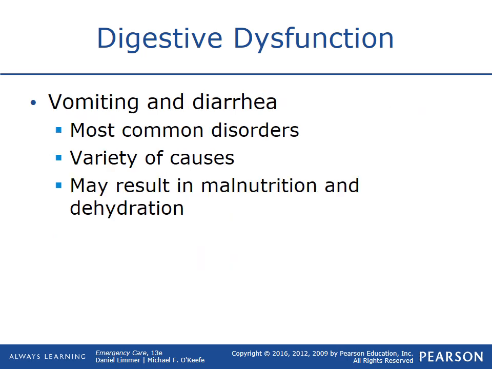Vomiting and diarrhea are common disorders, and there can be a lot of causes for them. It can be malnutrition, or dehydration, or even maybe a virus or a bacteria causing problems in your digestive system. Either way, it affects the regulation of your body water and even the nutrition for your cells.